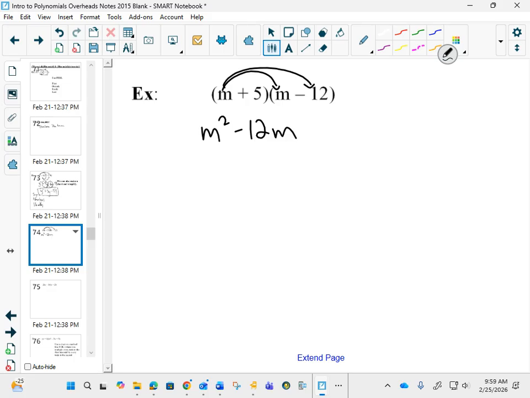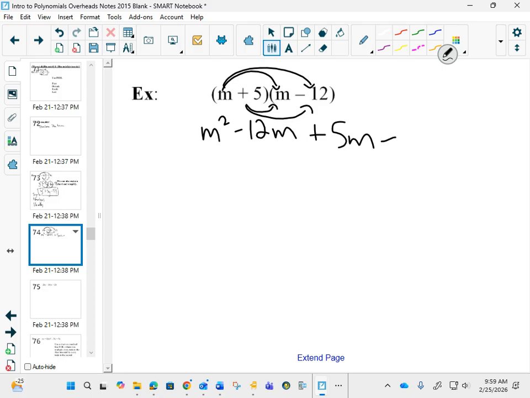Now what are we doing? Distributing the 5, positive 5 to the m and the negative 12. So I've got positive times a positive is a positive, yep, and 5 times m is 5m. I've got a positive times a negative. It's a negative. What is 12 times 5? 12 times table. We got 60.